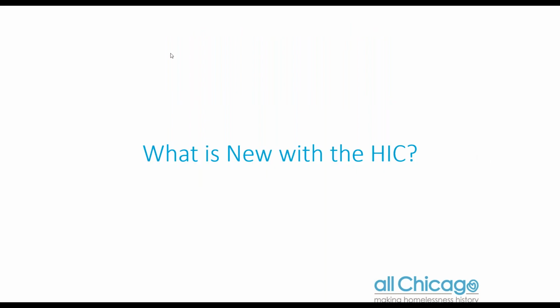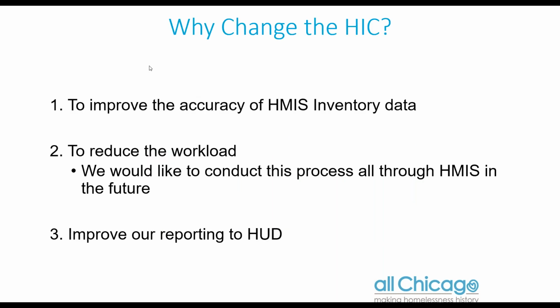So to dig deeper into what is new with the housing inventory count, or HIC, for 2020, we broke the process up effectively into 2 parts, and we did this for 3 reasons. 1, to improve the accuracy of HMIS inventory data. 2, our office is working really hard to reduce the workload for this process.